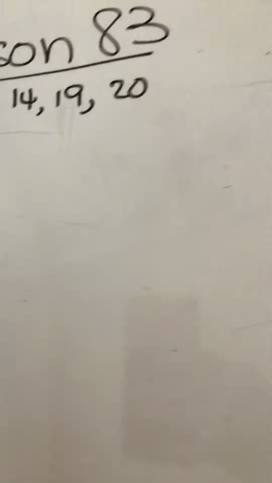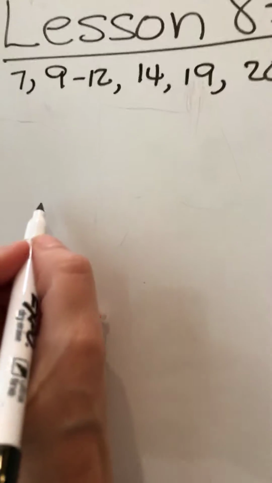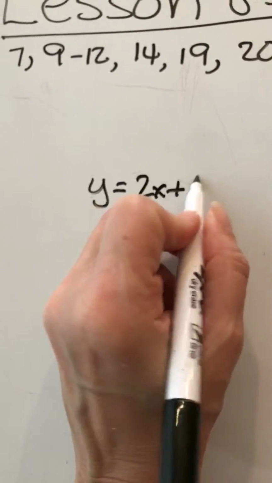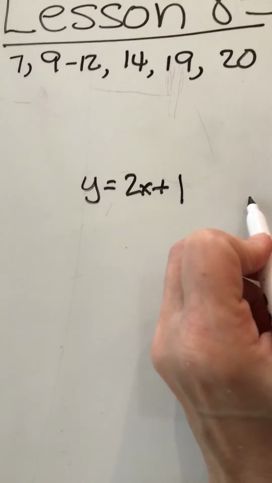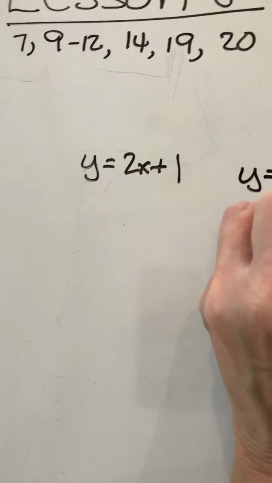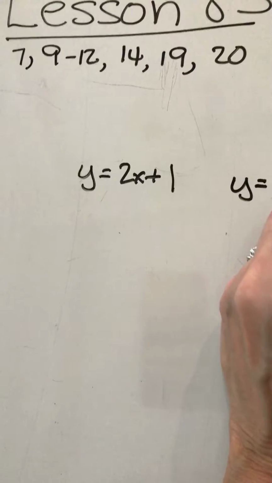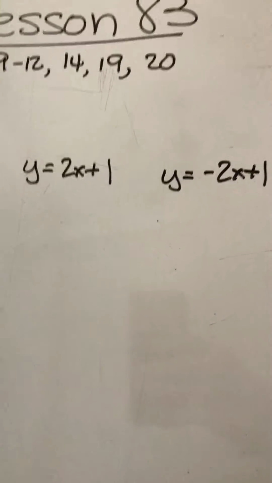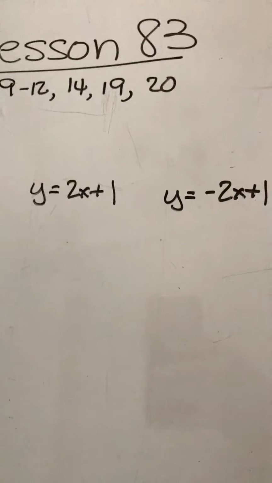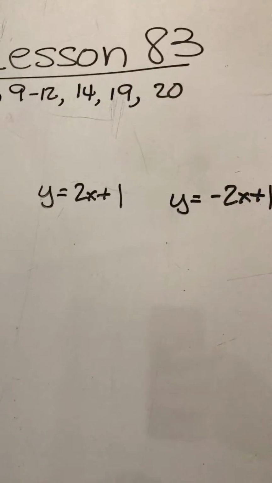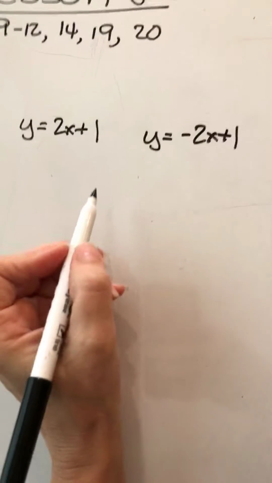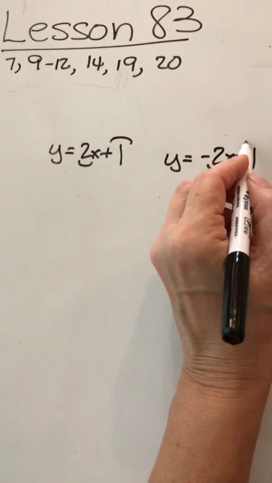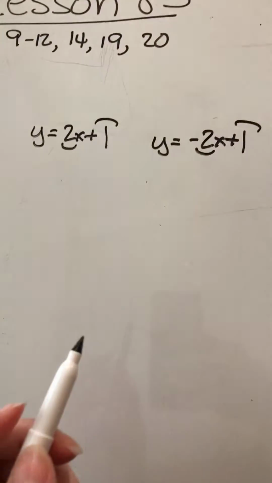Problem number 14 says, consider these equations. Y equals 2x plus 1 and y equals negative 2x plus 1. Well, if you could see it, huh? Now, what they want to know is, are these consistent, inconsistent, or dependent? So I'm looking at their slopes. I'm looking at the y-intercepts, okay?